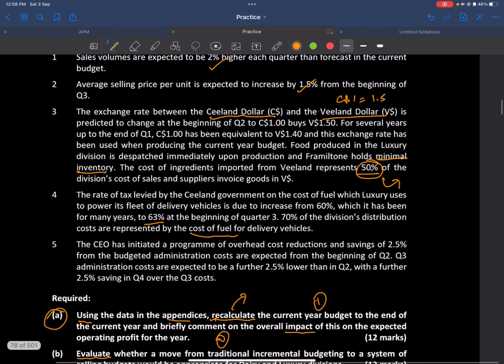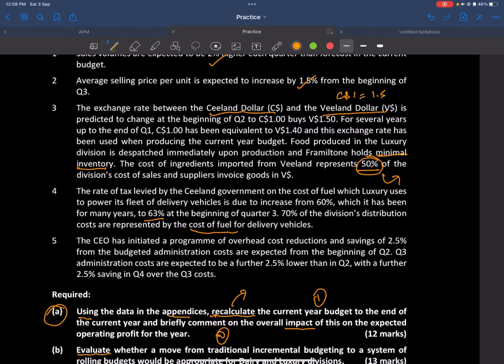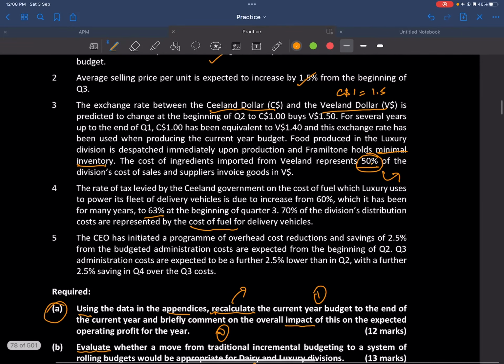And then the CEO has initiated a program of overhead cost reduction, with savings of 2.5% from budgeted administrative costs expected from the beginning of Q2, and Q3 administrative costs are expected to be a further 2.5% lower than Q2. So it's going to be compounded, because whatever the figure is in this particular quarter, Q2, it's going to be reduced on a compounded basis.